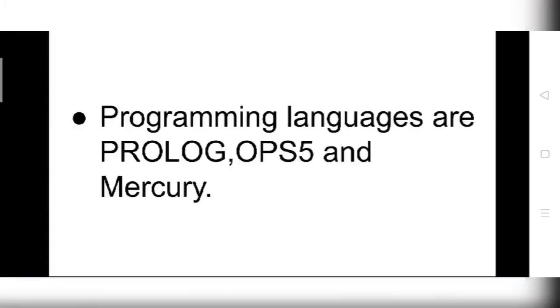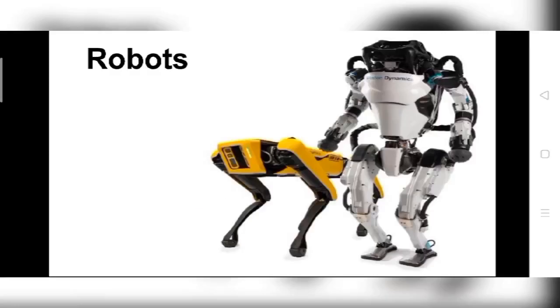All right. Now let us move on ahead and see our next point. So 5th generation computers use programming languages like Prolog, OPS5 and Mercury to work. These are some programming languages which are used by 5th generation computers. Okay. Now let us see some of the examples of 5th generation computers. First example is robots. On your screen you can see some robots. These are some examples of 5th generation computers, and just now we have seen Sophia. She is also an example of 5th generation computers.